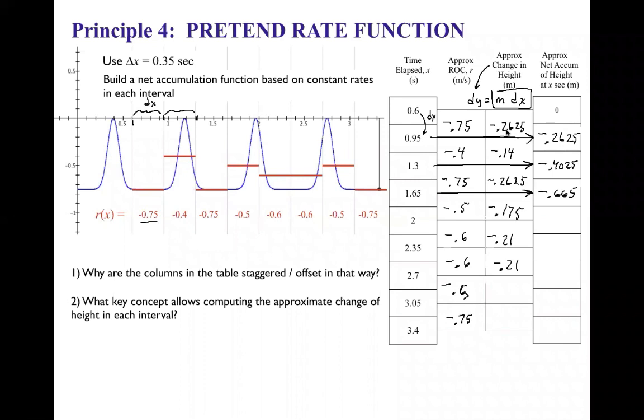We have the first dy, and then by the time we get through 2 intervals, we have the total of the dy's in the first 2 intervals. And then when we get through 3 intervals, now we have the sum total from the changes from the first 3 intervals, etc. So we're going to keep making this progressive running total of changes in height, and then these 2 columns form the net accumulation function.